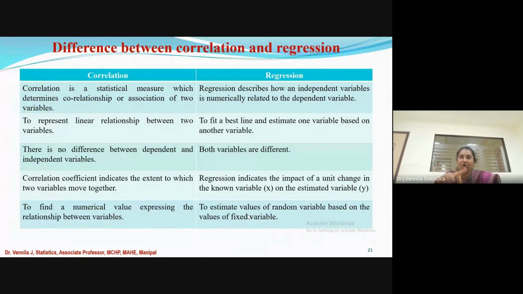The third is that origin and scale can be changed in correlation, but origin and scale cannot be changed in regression analysis. The fourth and most important one: when you want to find the correlation, we need two variables. But when you want to find the regression, we identify one variable based on another variable. For example, height, weight and BMI: height and weight are independent variables, BMI is the dependent variable. These are some of the differences between correlation and regression analysis.